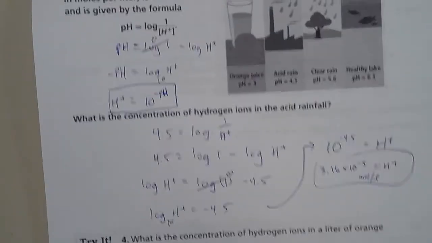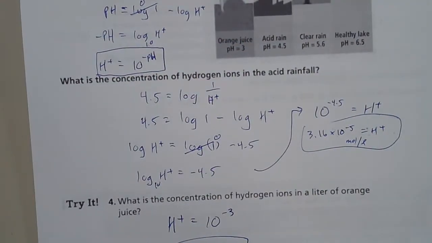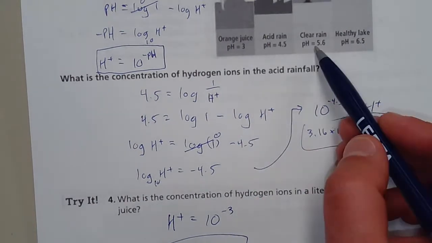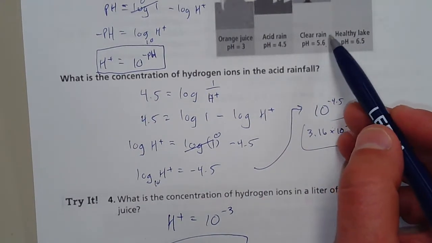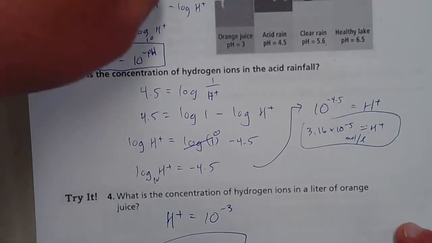So really, if you think about it, if we would have done this at the start, then we could have just cranked out both of these really quickly. Boom, 10 to the negative 4.5, 10 to the negative third. You could go 10 to the negative 5.6, get this one. 10 to the negative 6.5, get that one. Crank them out pretty quick. Pretty handy to remember. All right.